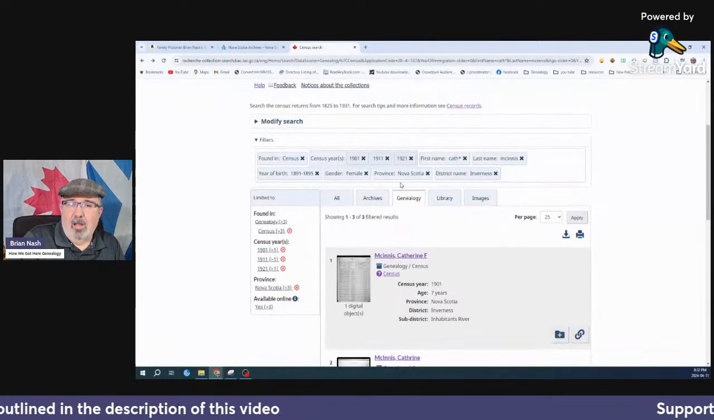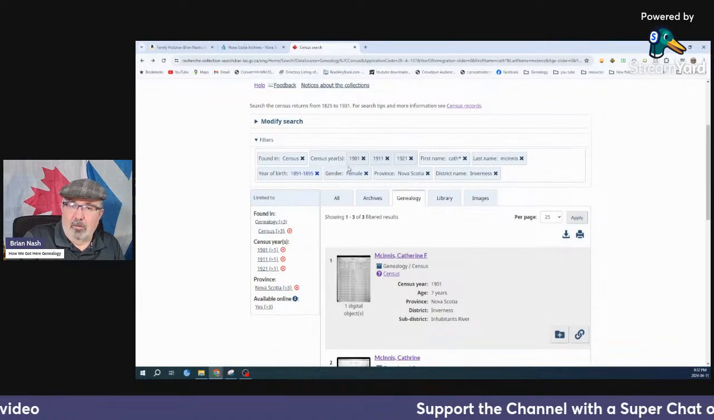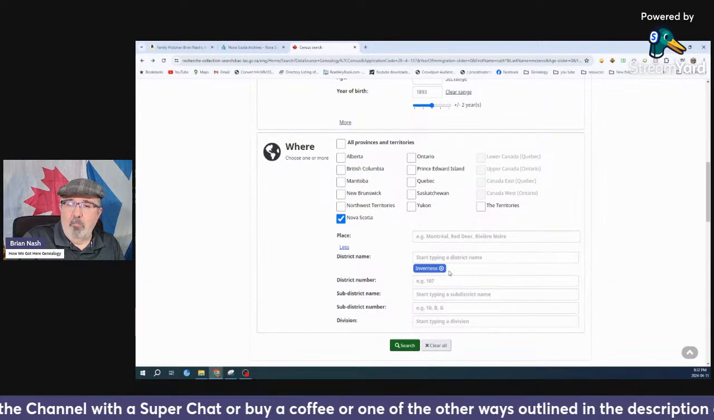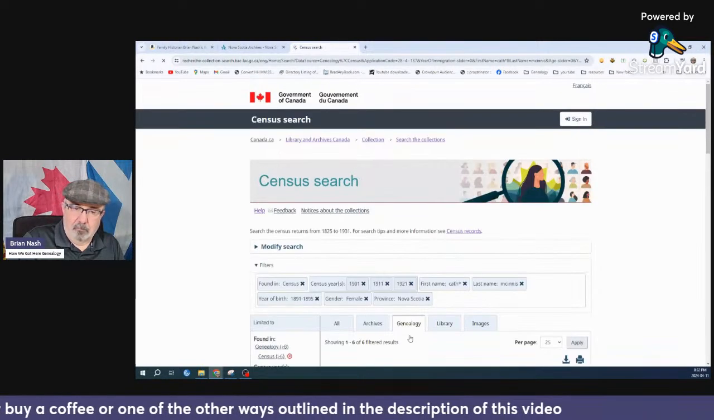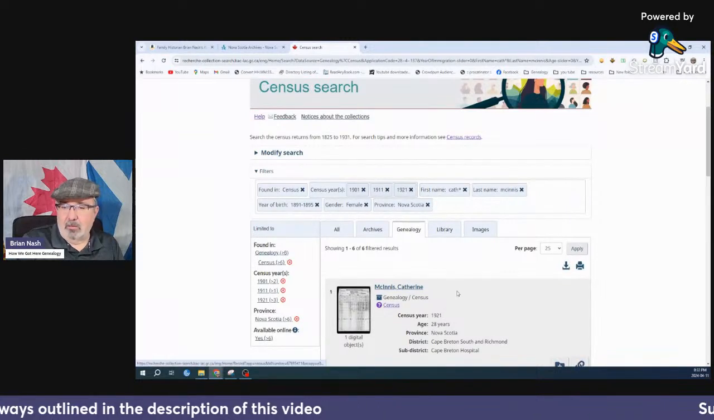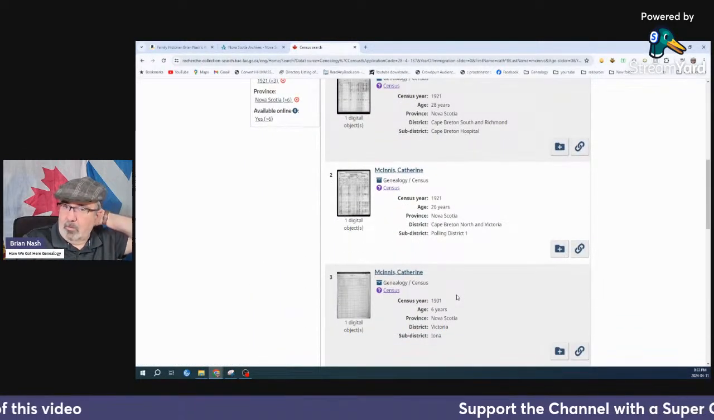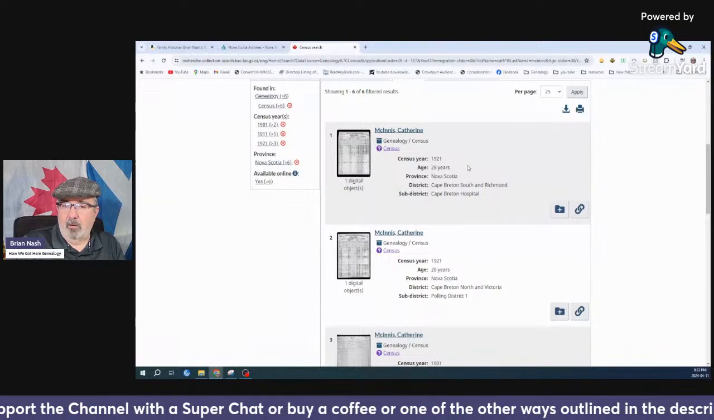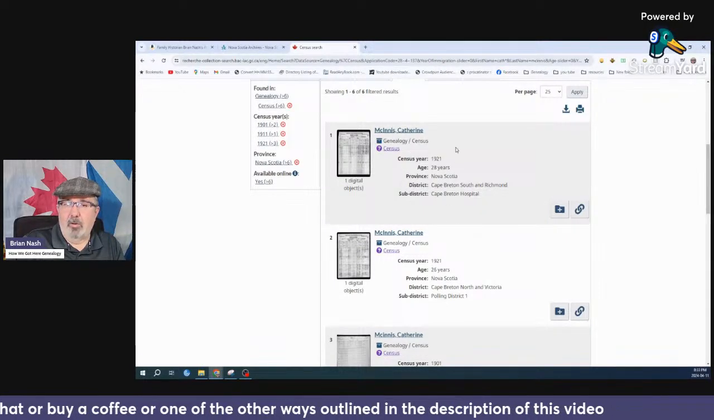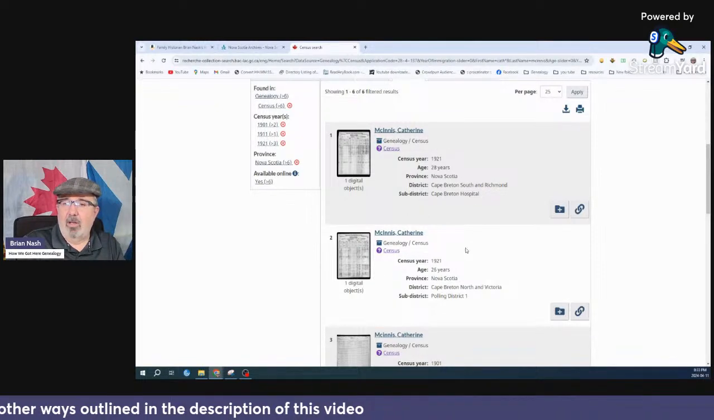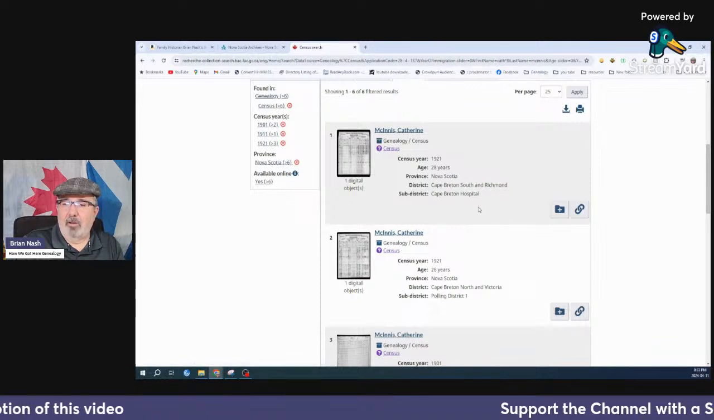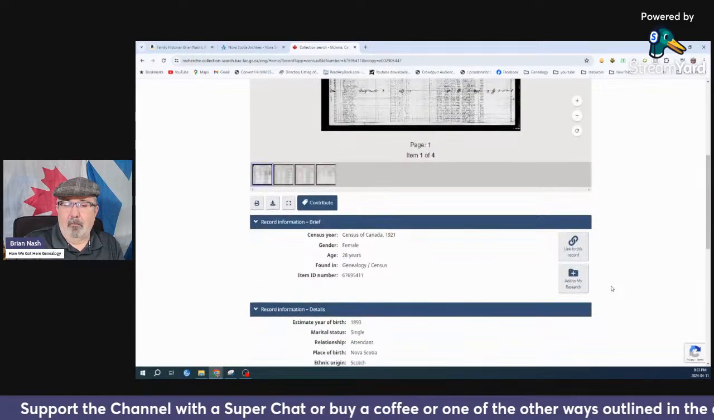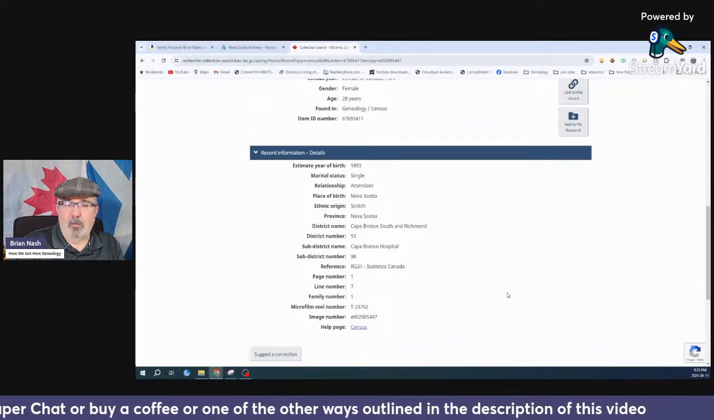Let's change this and modify it, because I don't want to just look in Inverness in case she had moved at that point. So we're going to look at the place and remove Inverness. Now, again, I'm only at 6. So we have the 1921. If she was born, either of these could very well be correct. Let's see where I would find her. Here it specifically says Cape Breton Hospital. So when I look at that, she's family one, page one, line seven.